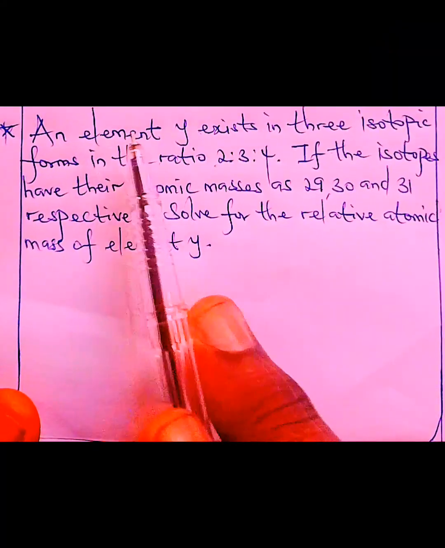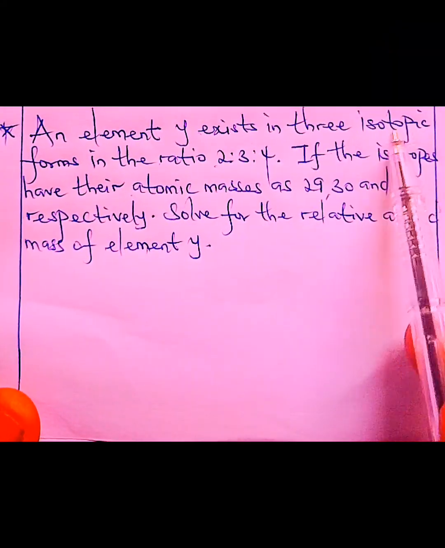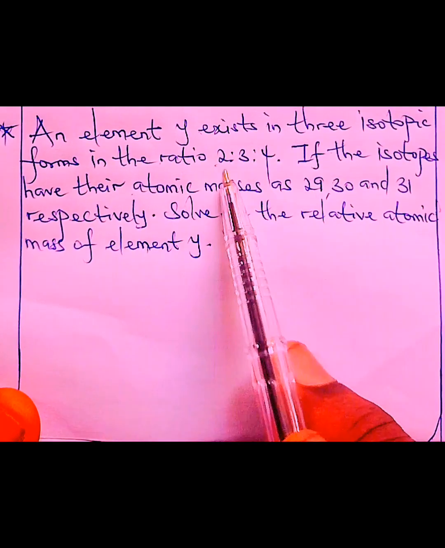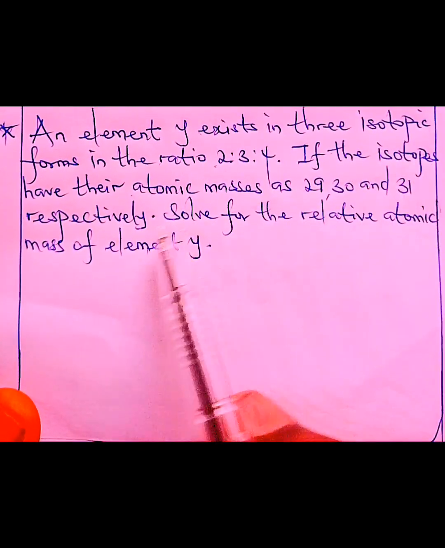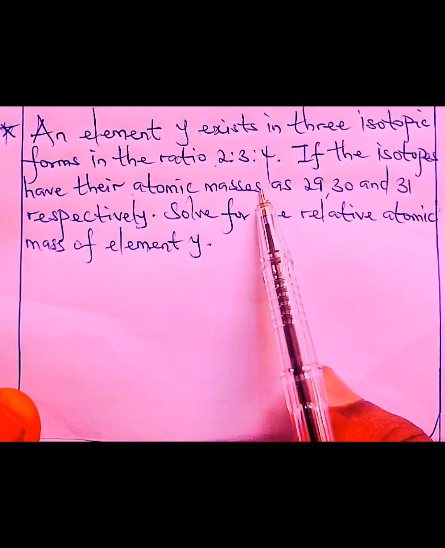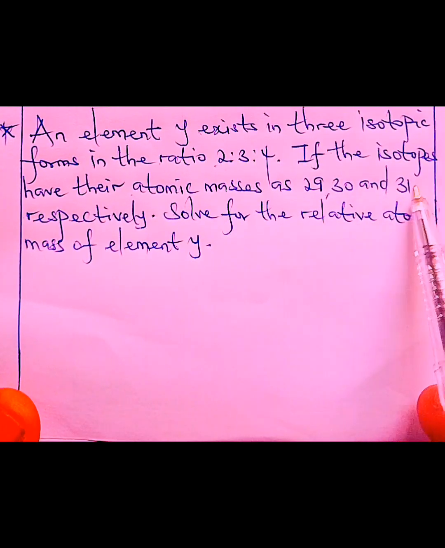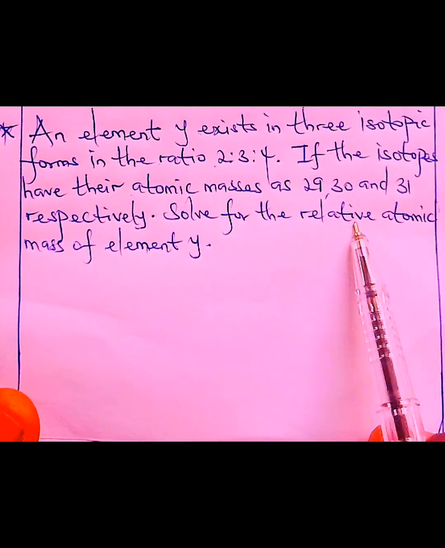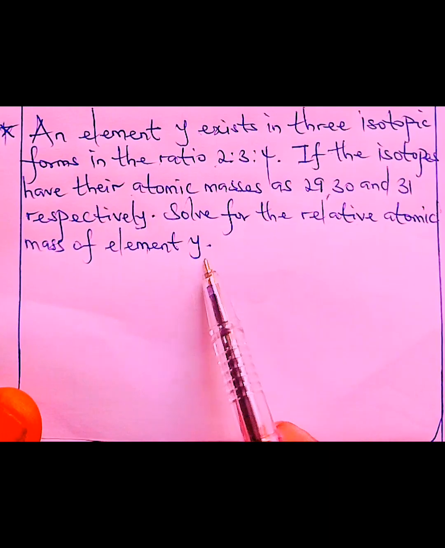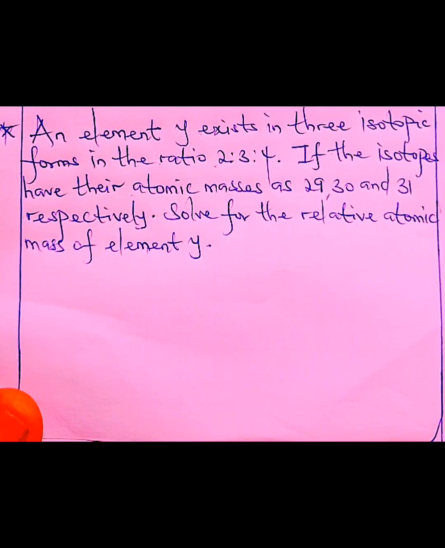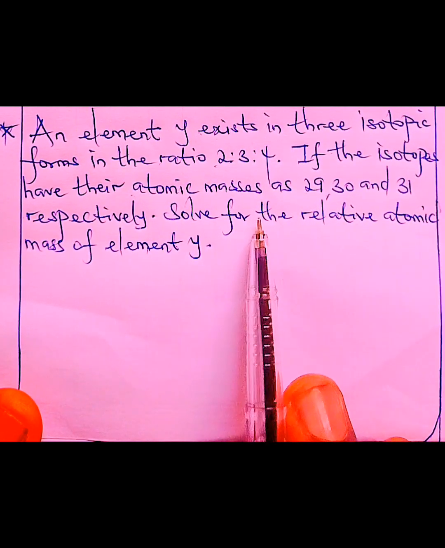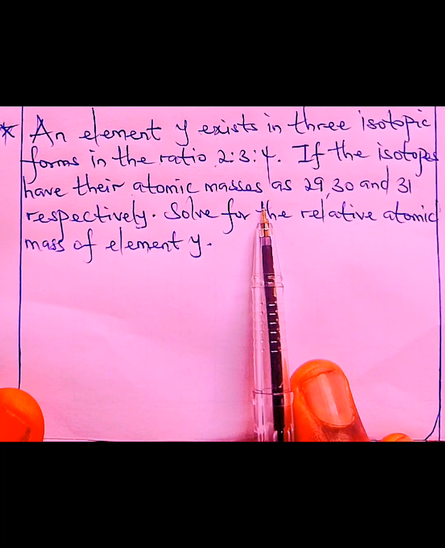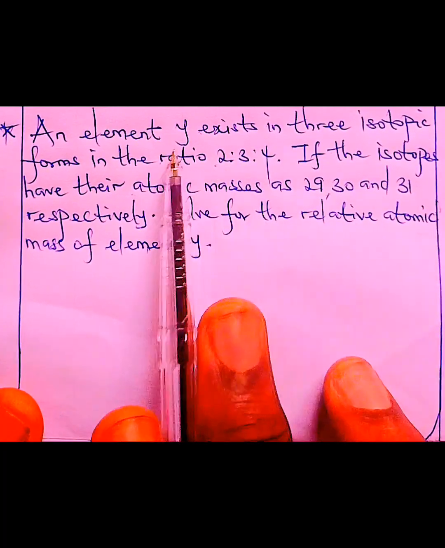Question 2. An element Y exists in 3 isotopic forms in the ratio 2, 3 to 4. If the isotopes have the atomic masses 29, 30, and 31 respectively, solve for the relative atomic mass of element Y. This question was the second question we were given as a take-home to test ourselves with in our previous lesson on isotopes calculation. So it's very simple. We've been given the masses of each isotope for this given element Y.